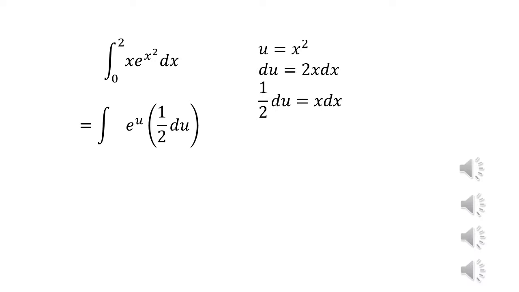But what about our limits of integration? The limits of integration were originally x values. We were integrating from x equals 0 to x equals 2. So if we are going to replace everything in sight in terms of u, we must find the corresponding u values. But that's easy to do. We can compute them from what u is.